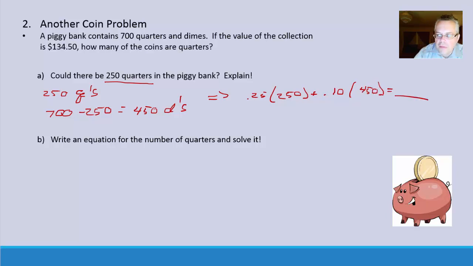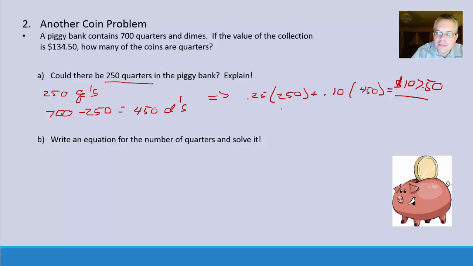Let's see what that equals. It equals 134.50. We're done. So let me grab my calculator. Okay, I come up with $107.50. So 107.50. That's a little low. So that means there must be more quarters and fewer dimes. That would make the value larger.